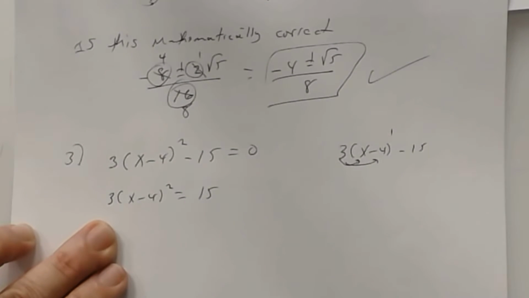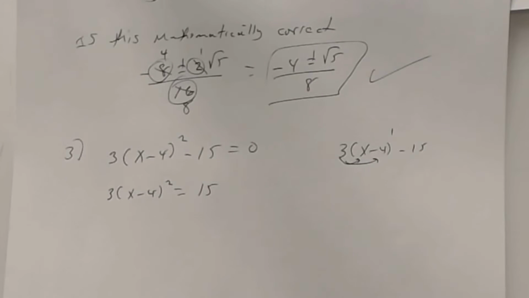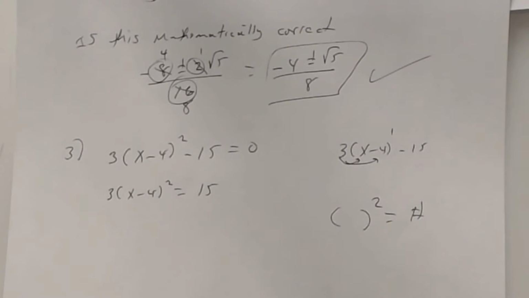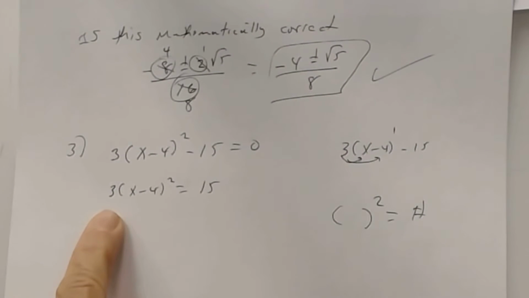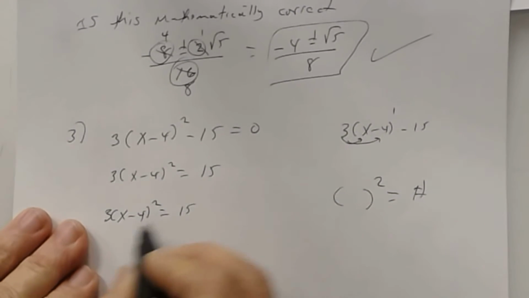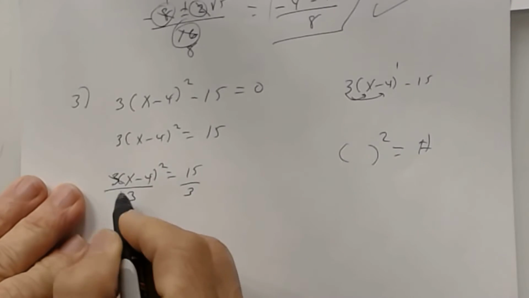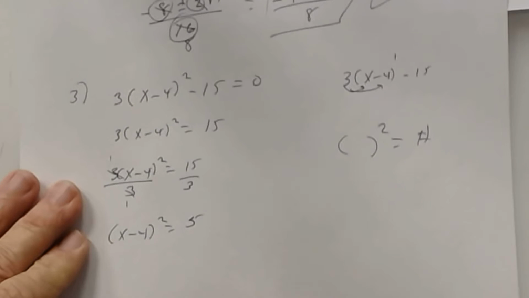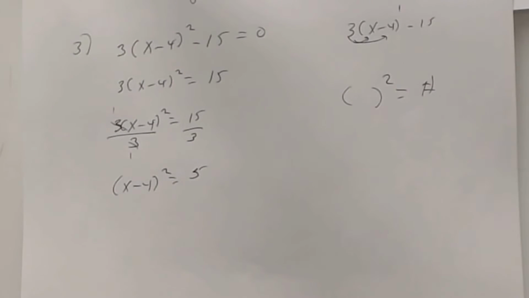15. Then before you take the square root of both sides, remember, in order to take the square root of both sides, you have to have an expression squared equal a number. So you got to get that expression that's being squared by itself. So 3 is not the one that's being squared. What's being squared? X minus 4. So that goes by itself. So that means I need to get rid of this 3. So what's the opposite of multiplication? Division. So divide, reduce, and so I get x minus 4 squared equals what? 5.